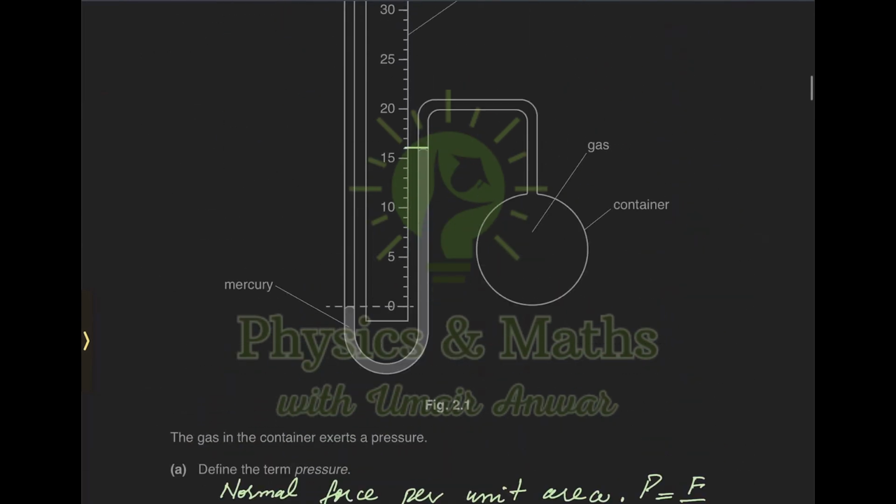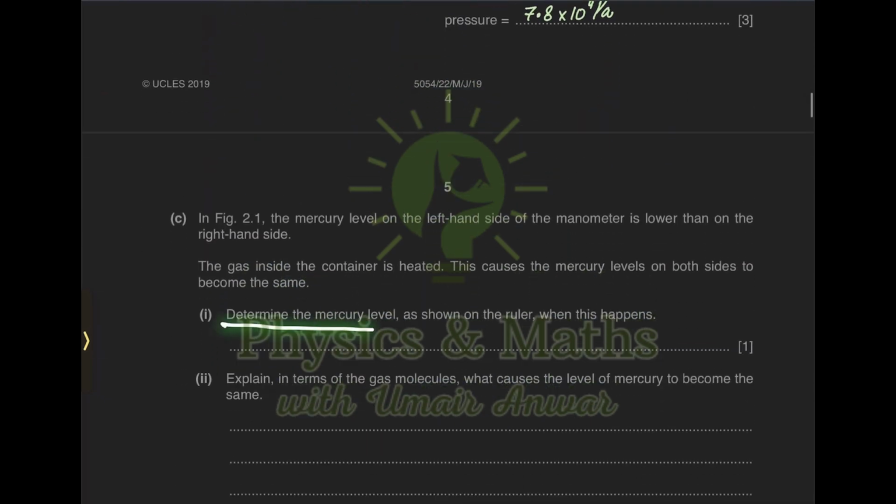So because of the extra pressure, the mercury is pushed down by the gas from this level. So this level decreases and the level at the opposite end of the tube increases. This happens such that they become equal to each other. Determine the mercury level as shown on the ruler when this happens.